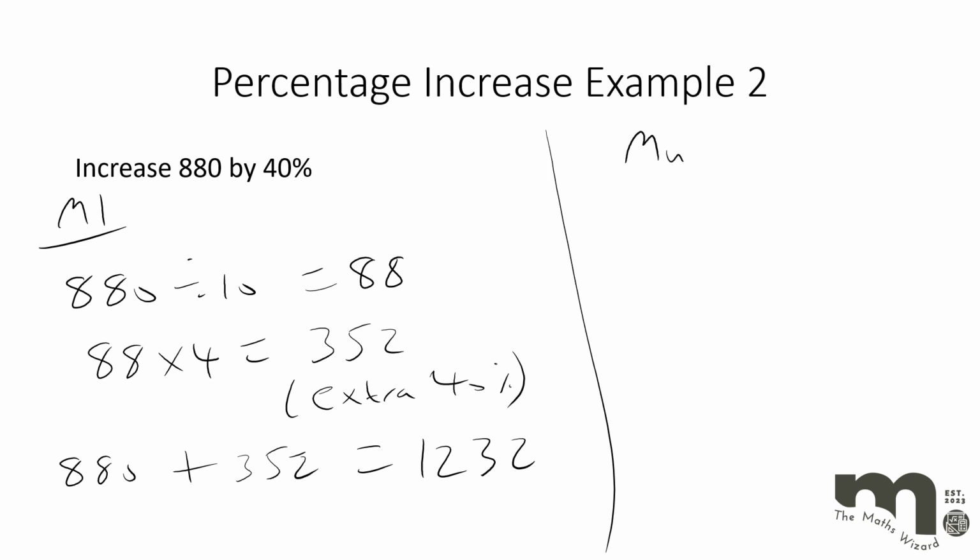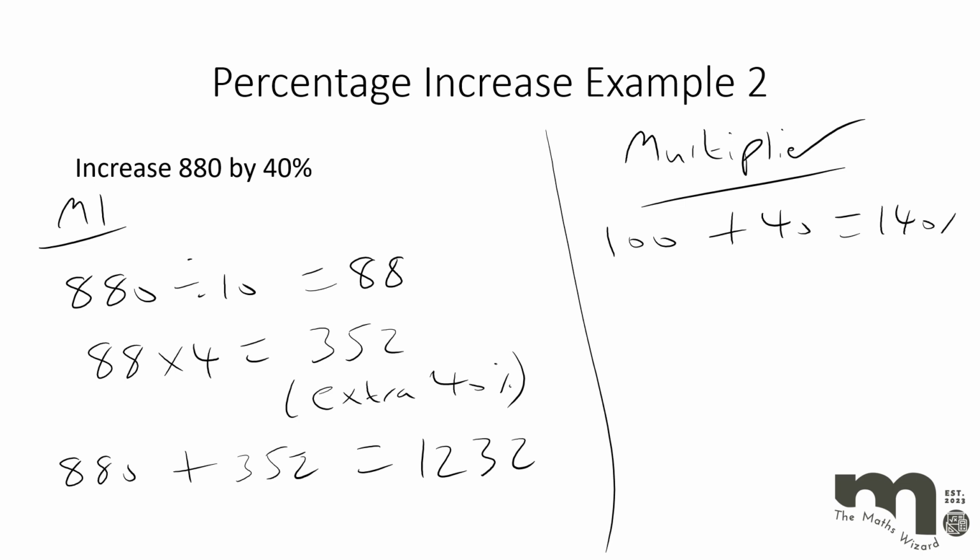Or if we look at your multiplier method down here, 100% add 40% is 140%. So our multiplier for this would be 1.4. So if we do 880 times 1.4, that will get us straight to 1,232 on that one there. Okay, let's go to our next one.